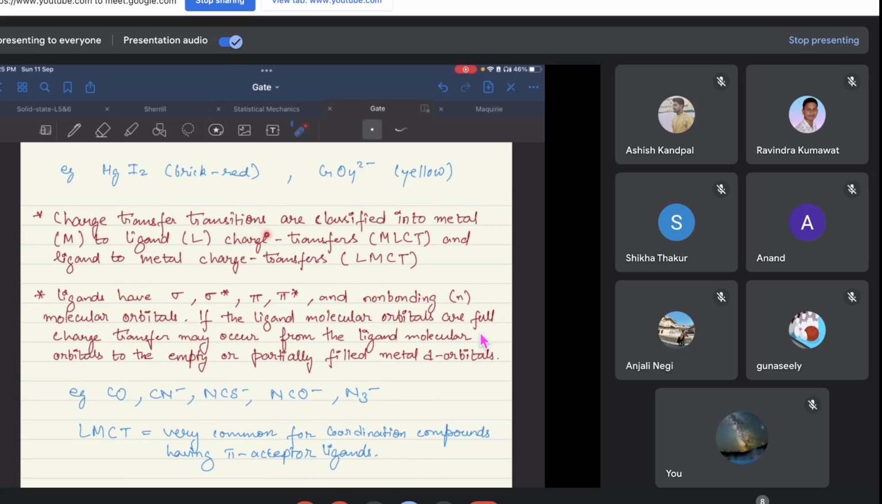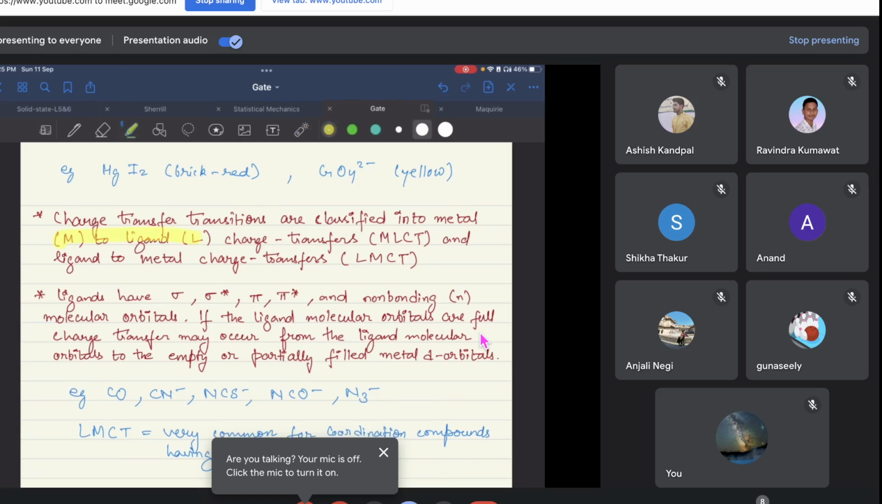The charge transfer, or CT transitions, are classified into metal to ligand charge transfer, MLCT, or ligand to metal charge transfer, LMCT. There are two other categories also: where two oxidation states of the metal are present, it will be a metal to metal transition, and if two states of the ligand are present, it will be a ligand to ligand transition. But here we will focus on the LMCT first.